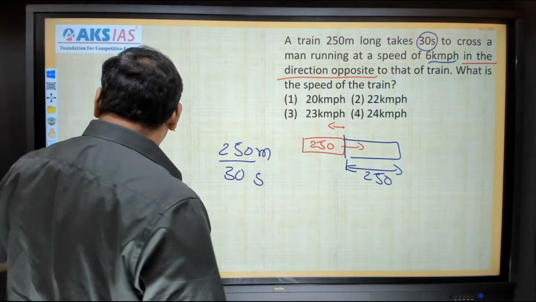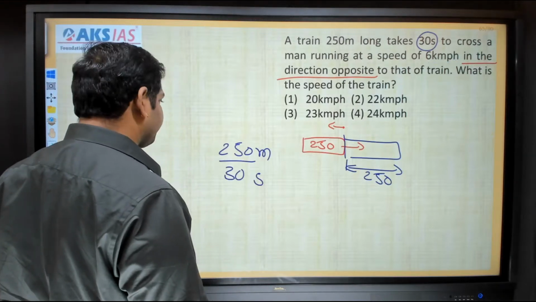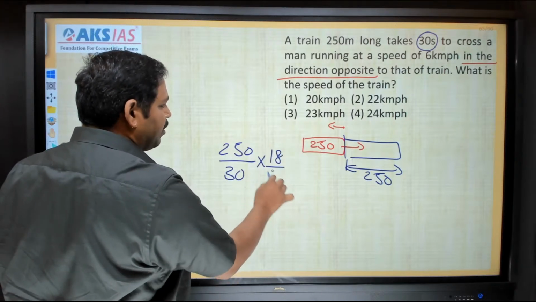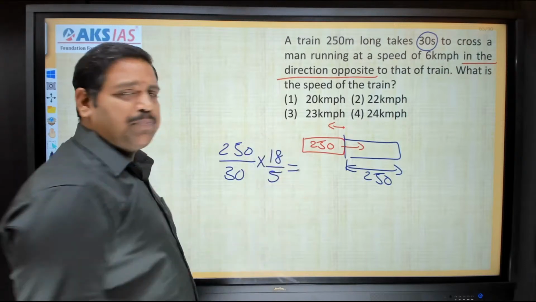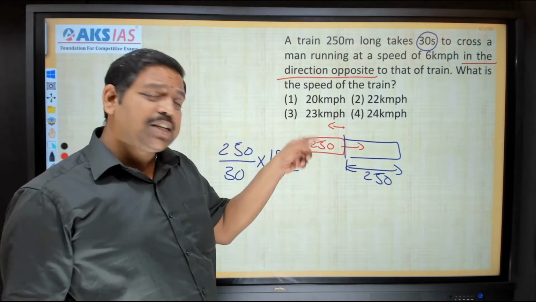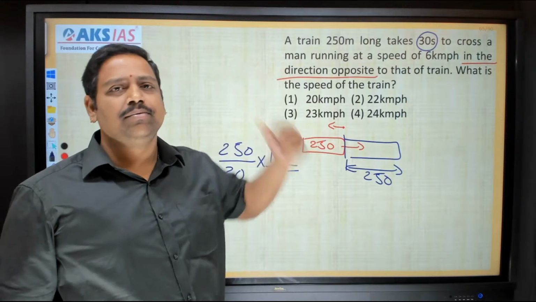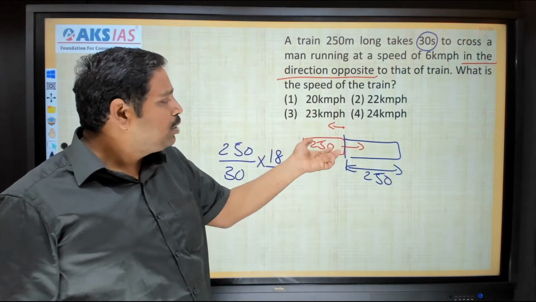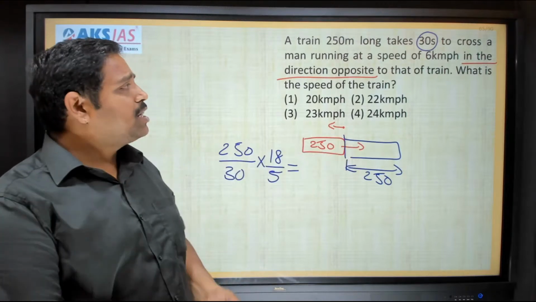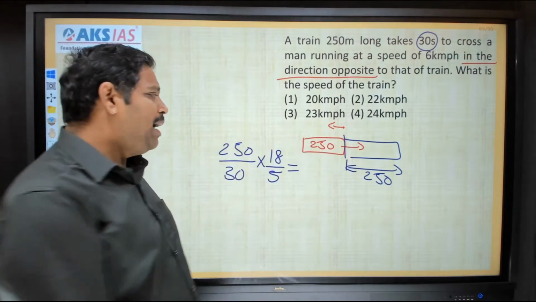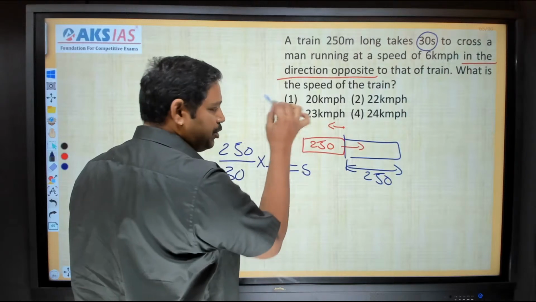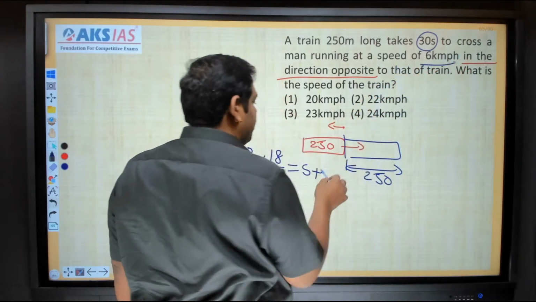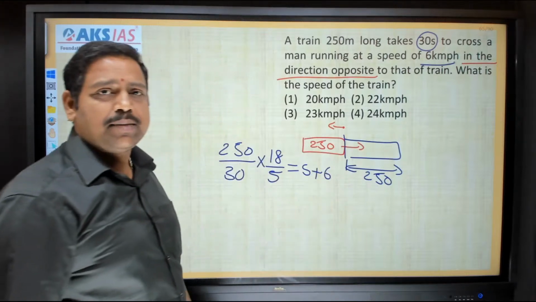To convert like that, I should multiply with 18 by 5. I am multiplying with 18 by 5. Now tell me, this is the speed of the train, or speed of the man, or relative speed? That is the important case. This is the relative speed, and both are in opposite directions. Opposite direction means both should be added. This is the speed of the train, S assume, plus the speed of the man. What is the man's speed? He said 6 kilometers per hour. So S plus 6.